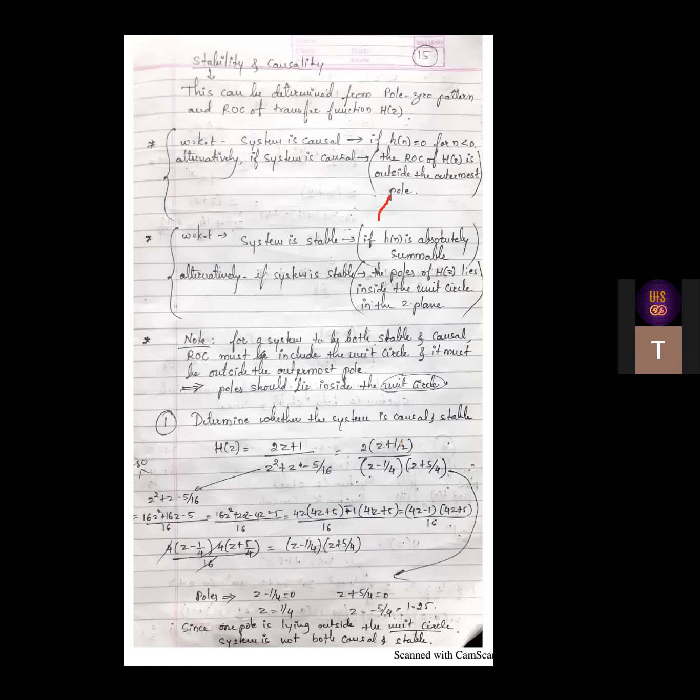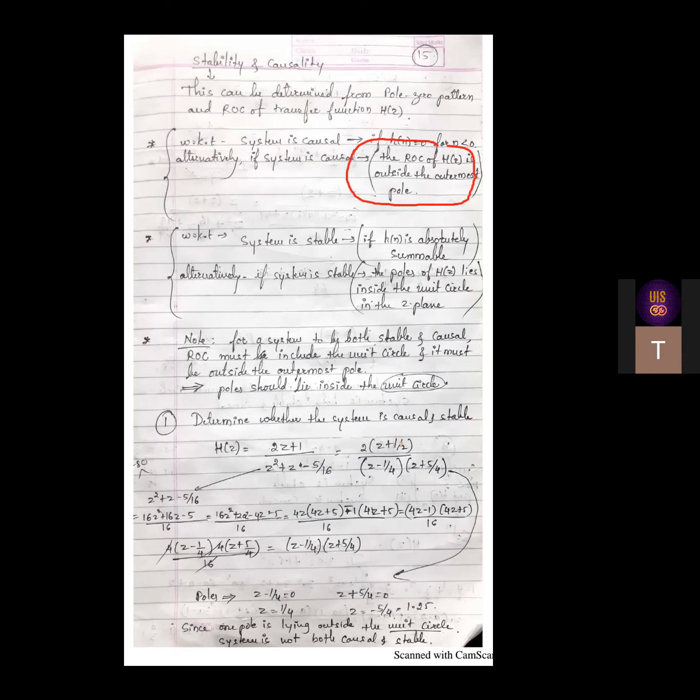So let us look at the first condition, whether the system is causal or not. This you have seen already in the case of convolution. I hope you remember this equation also. If your impulse response is 0 for n less than 0, that is, a right-sided signal, the system is causal. This you have already studied in convolution. But with respect to the Z transform, the condition for the system to be causal is this: the ROC of H of Z is outside the outermost pole.